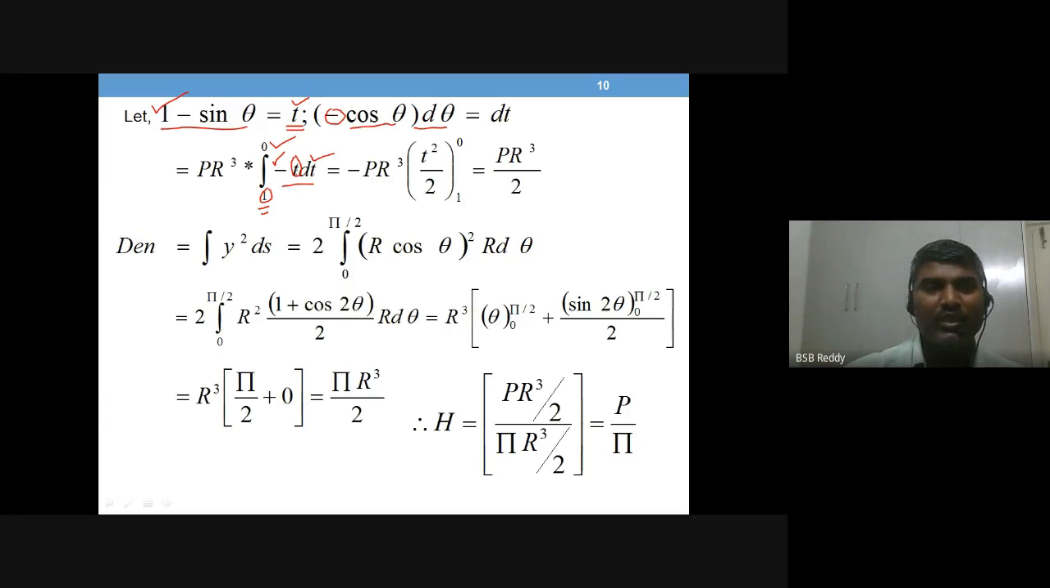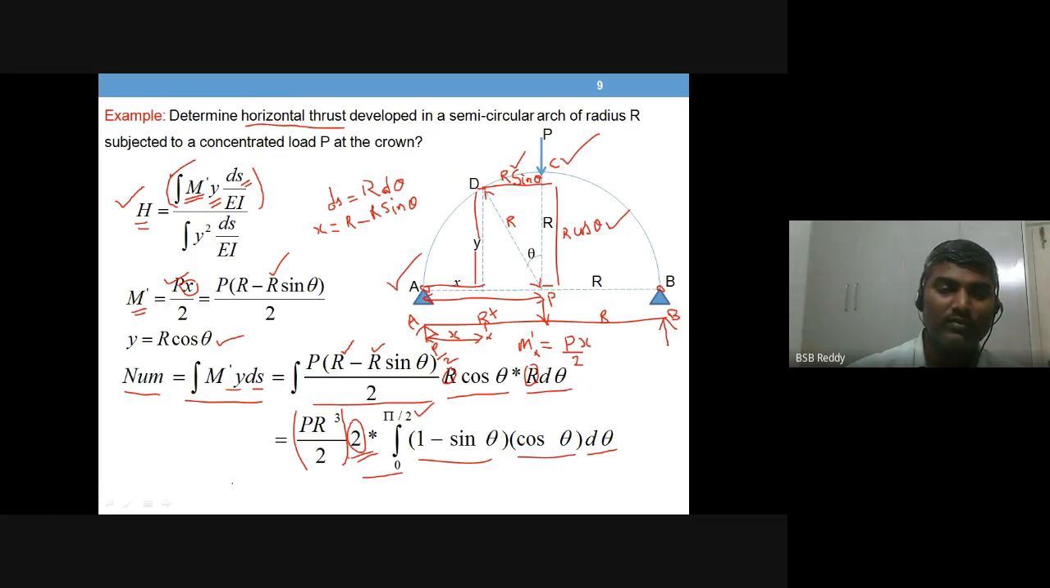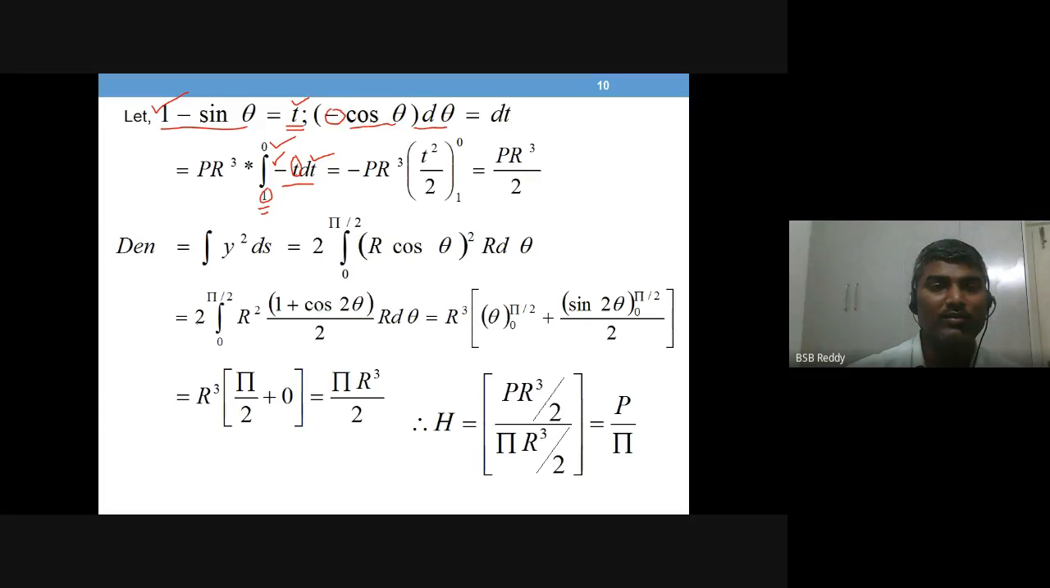Okay. So the minus P R cube by 2 gets cancelled here. So that's why here the 2 is getting cancelled. So you have only P R cube here.